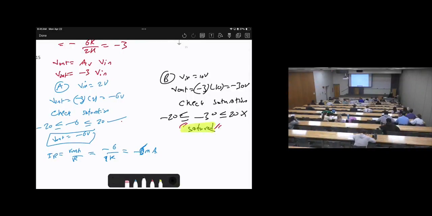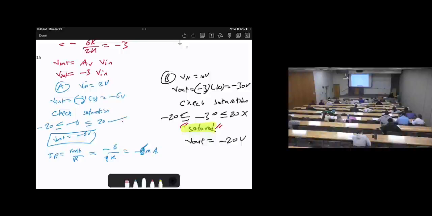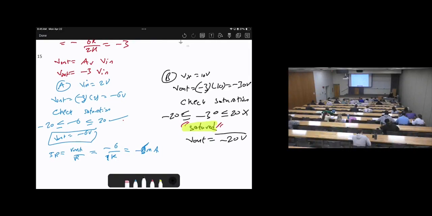Since it's saturated, this yields V out to be... what do you think the output will be? Negative. Don't forget the negative 20. Negative 20 volts. So in order to calculate the currents, I_R will be V out over R, which is negative 20 over 1 kilo. So the answer will be negative 20 milliampere.